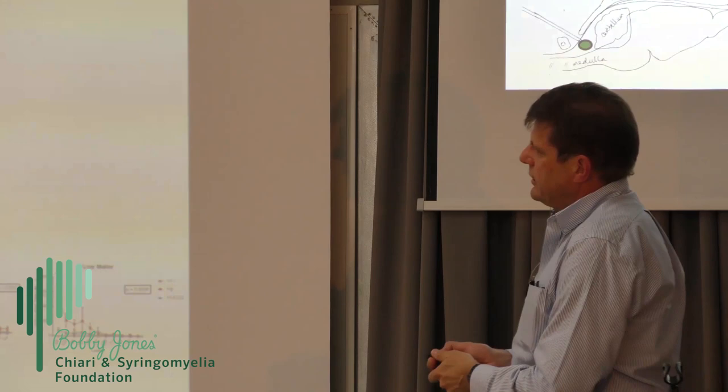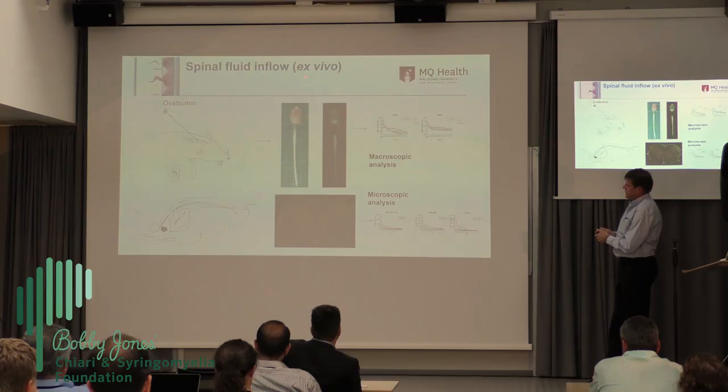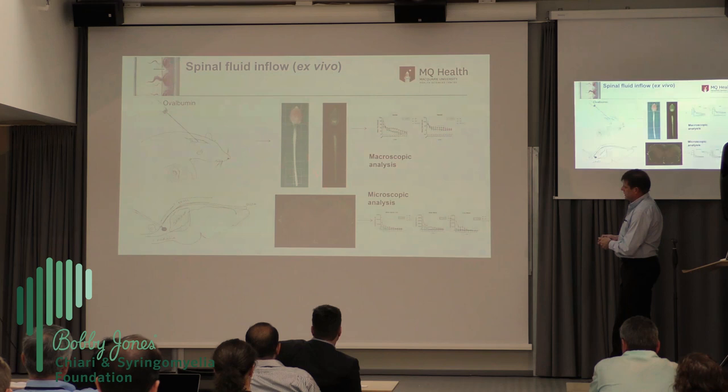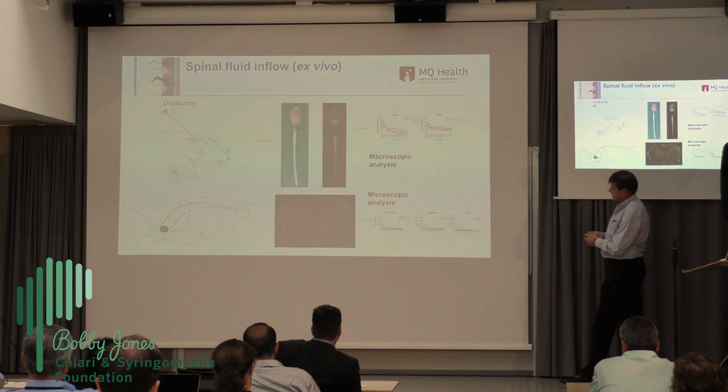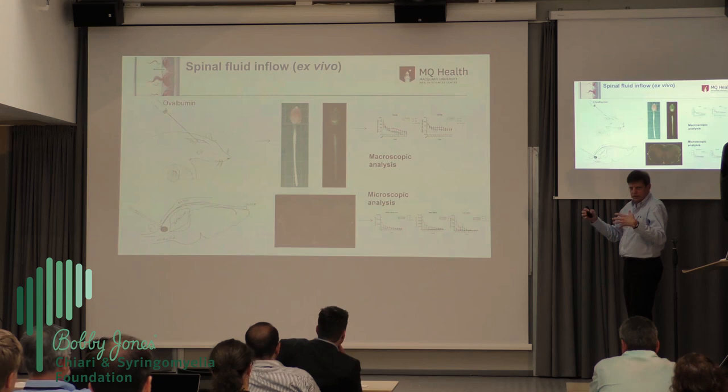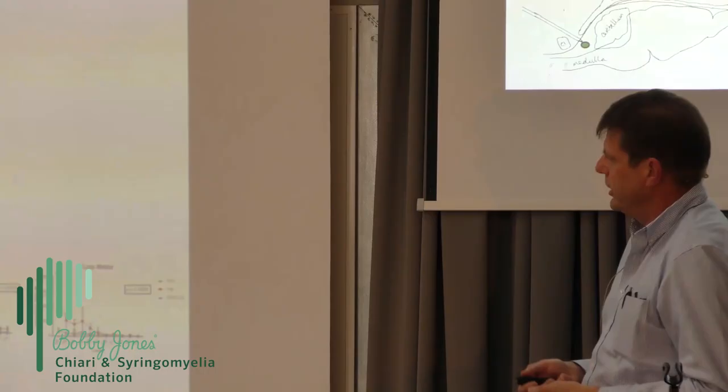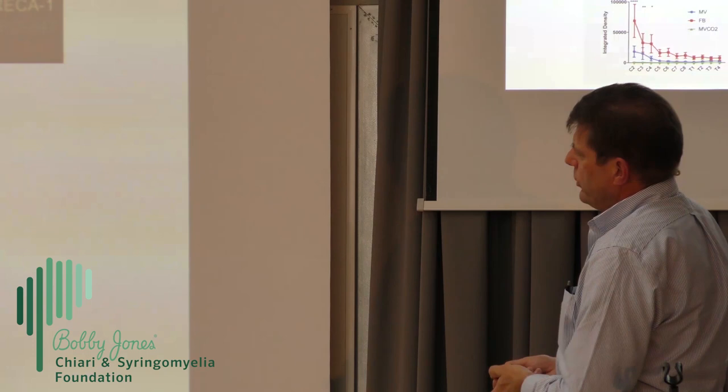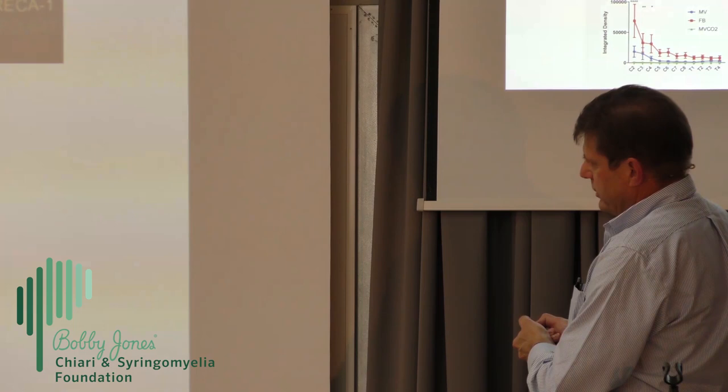So now we're looking at the fluid flow into the spinal cord. Again, the tracer is injected in the cisterna magna. We know it goes down the subarachnoid space. And then we're looking at it both macroscopically with a fluorescence camera, but also microscopically to look at how much tracer gets into the spinal cord at each level. And with those studies, we showed that not only does the positive pressure ventilation reduce fluid flow in the subarachnoid space, it actually reduces fluid flow into the spinal cord.